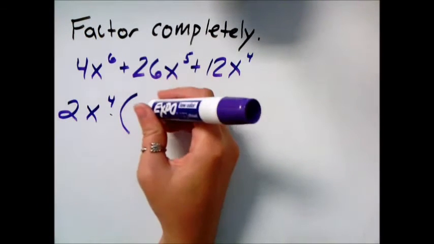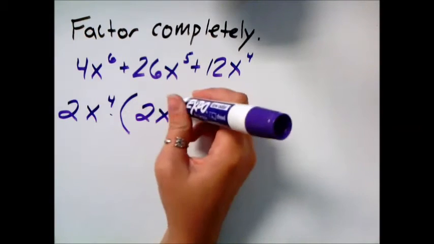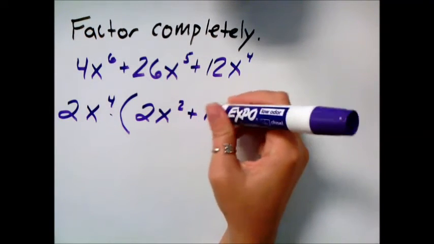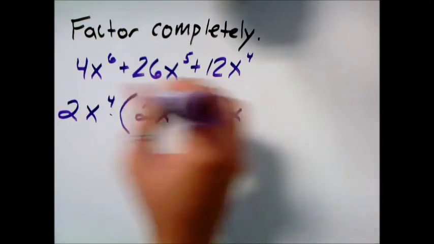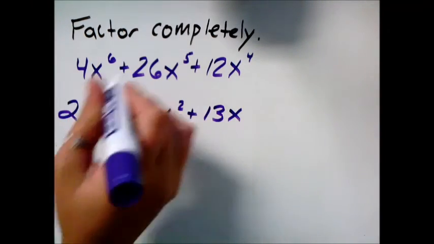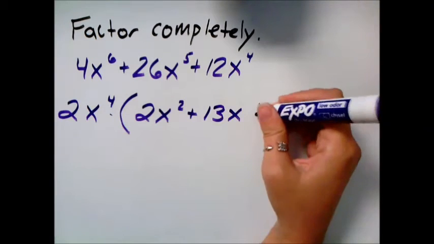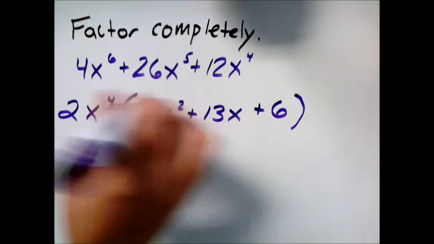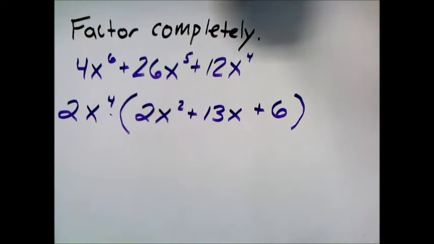So 2 times 2 would give me 4, and x squared times x to the 4th would give me x to the 6th. And then 13 times 2 would give me 26, and x times x to the 4th would give me x to the 5th. And then 6 times 2 would give me 12, and x to the 4th times, I don't need to multiply by any more x's to end up with x to the 4th, I already have those many. So then here's the thing, factor completely.